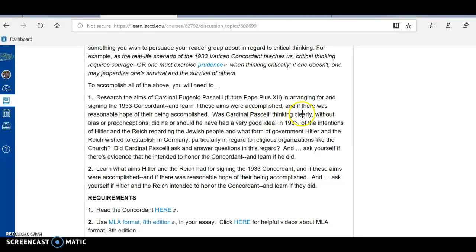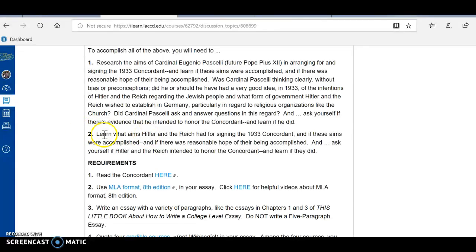Was Cardinal Pacelli thinking clearly, without bias or preconceptions? Did he or should he have had a very good idea in 1933 of the intentions of Hitler and the Reich regarding the Jewish people and what form of government Hitler and the Reich wished to establish in Germany, particularly in regard to religious organizations like the Church? Did Cardinal Pacelli ask and answer questions in this regard? And ask yourself if there's evidence that he intended to honor the Concordat, and learn if he did.